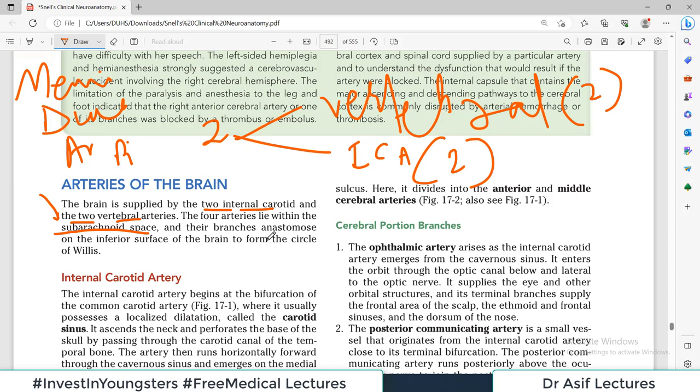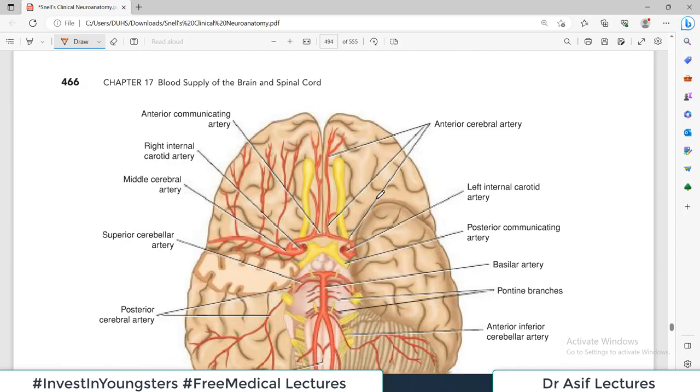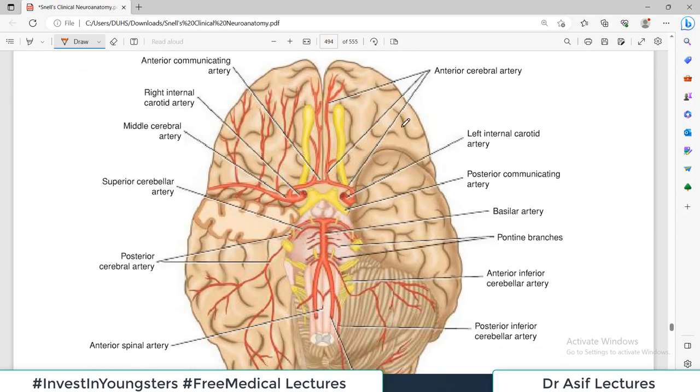So the four arteries lie within the subarachnoid space and their branches anastomose on the inferior surface of the brain to form the circle of Willis. So agar main aapko abhi se straight away diagram dikha dun, so that is the brain's inferior surface. Brain ko aise upar kar diya gaya hai to nichla hissa aapko nazar aa raha hai.